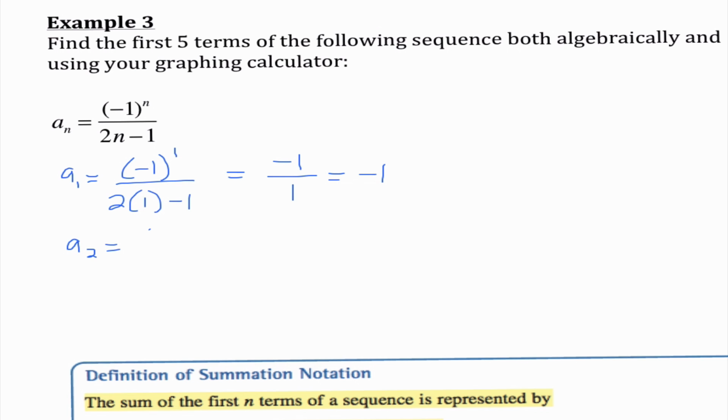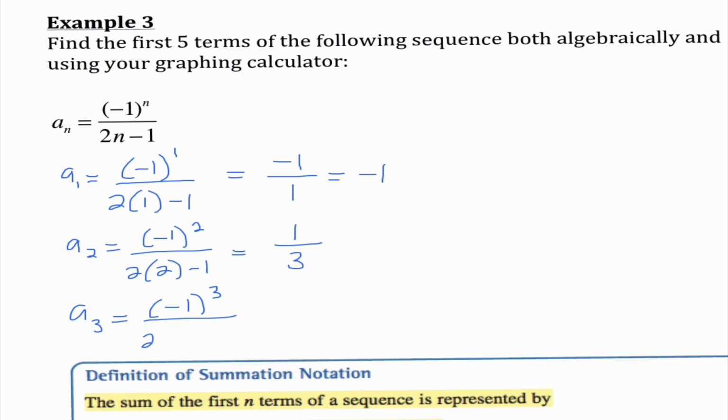A sub 2 would be negative 1 squared over 2 times 2 minus 1. So I get positive 1 over 3. A sub 3 equals negative 1 cubed over 2 times 3 minus 1. So I get negative 1 over 5.